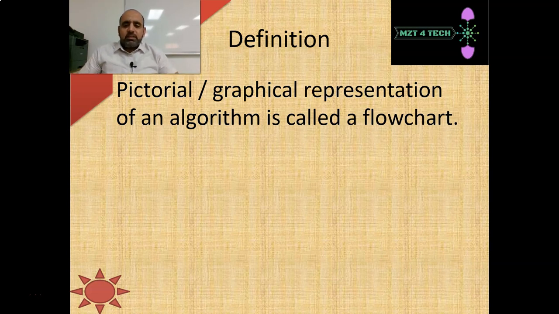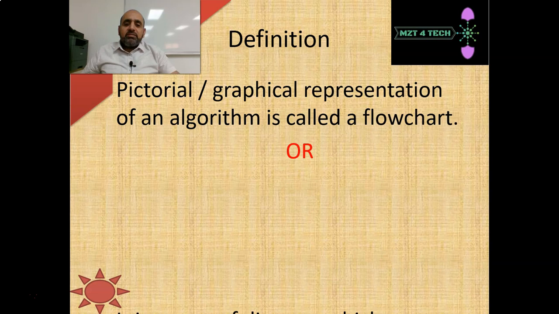Let me give you one example. You might have solved an algebraic expression in mathematics. Is it that you just write the question and in the next line you jump to the answer? No, I don't think so. You follow the step-by-step approach in order to reach your answer.